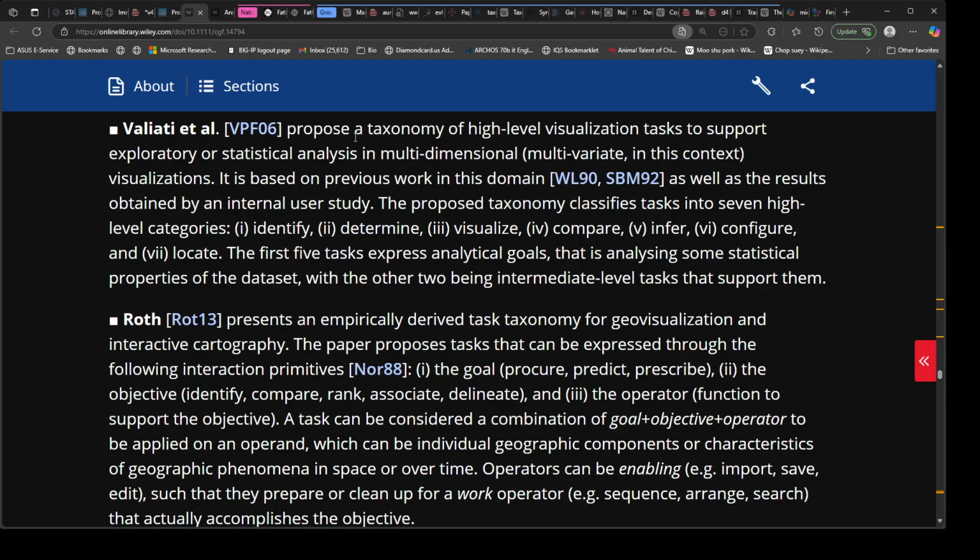Vagliati et al., [VPF06], propose a taxonomy of high-level visualization tasks to support exploratory or statistical analysis in multidimensional, multivariate visualizations. It is based on previous work in this domain, [WL90, SBM92], as well as the results obtained by an internal user study. The proposed taxonomy classifies tasks into 7 high-level categories: 1, identify; 2, determine; 3, visualize; 4, compare; 5, infer; 6, configure; and 7, locate. The first 5 tasks express analytical goals, that is, analyzing some statistical properties of the dataset, with the other 2 being intermediate-level tasks that support them.